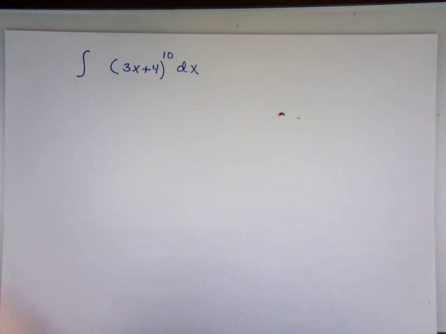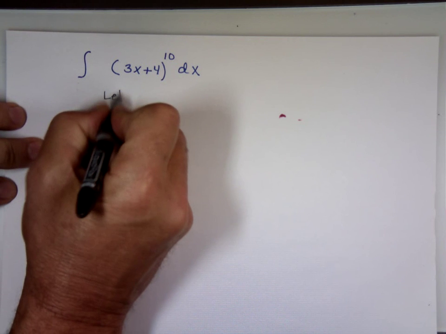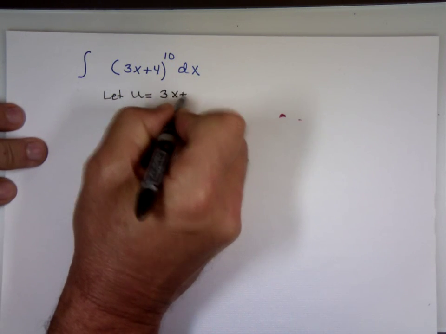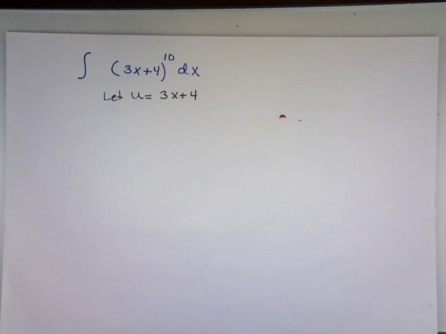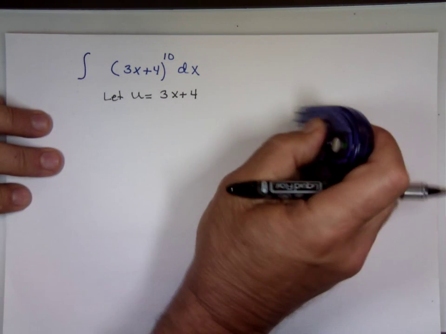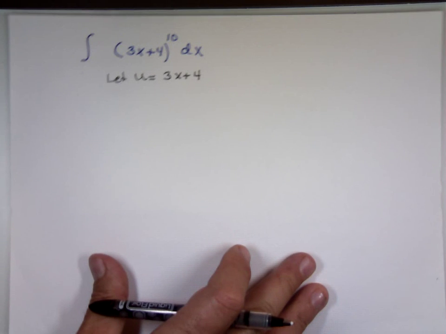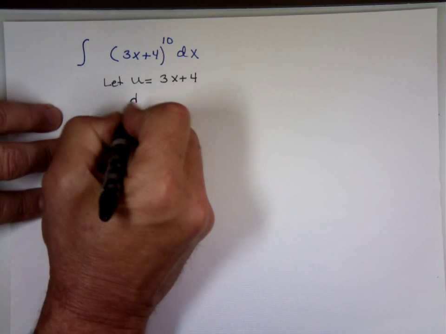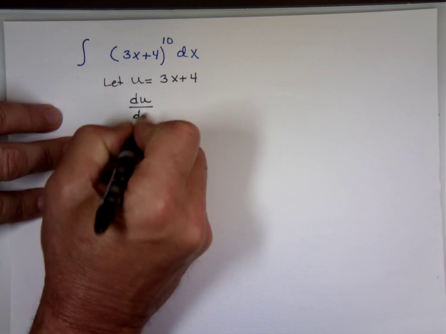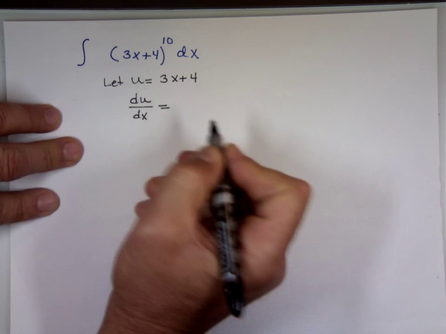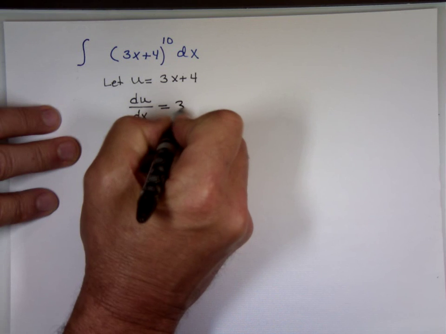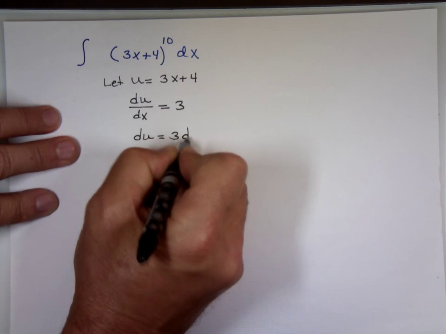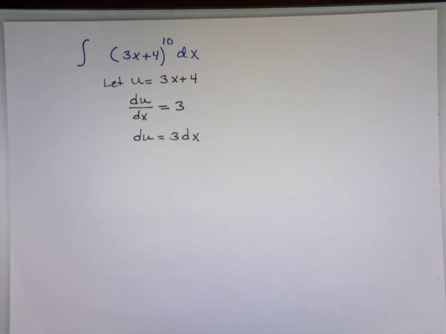So again, I'm going to let u equal 3x plus 4. What's the derivative of that? It's called du dx. That's a 3, which means what? du equals 3 dx. Notice we have a little problem here.